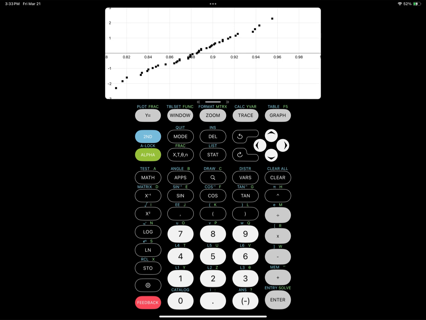And boom, there's my graph. You can see my y values went from -3 to 3 right here, -3 to 3 up there. And then the x values went from 0.8 all the way out to 1. And the data, the biggest one was about 0.96.